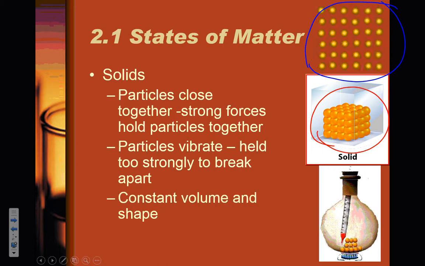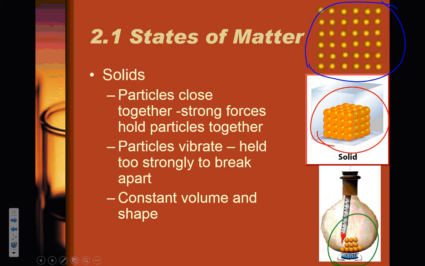Now, because they're packed close together, and it's very hard to push them any closer together, solids have a constant volume and a constant shape. So you can see in the bottom of the container here in the picture on the right, which shows relative temperature in the particles, you can see that they're clumped together.